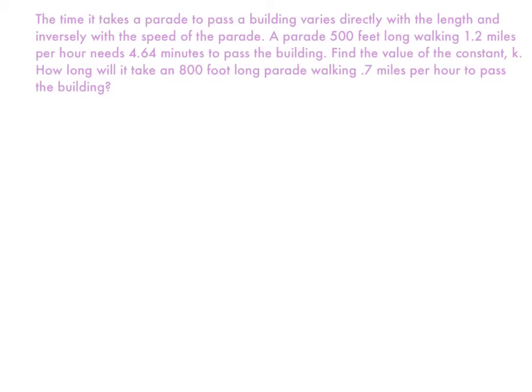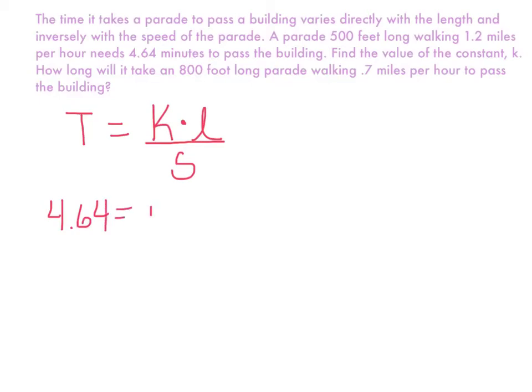All right, going on. So the time it takes the parade to pass the building, it doesn't say what variable to use. Let's use a t. Equals, because varies directly with the length, so K times L, and inversely, so also divided by the speed. A parade 500 feet long, walking 1.2 miles per hour, needs a time of 4.64 minutes, so 4.64 equals K times the length of 500 divided by the speed of 1.2.